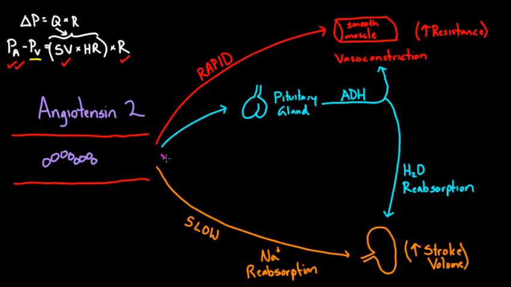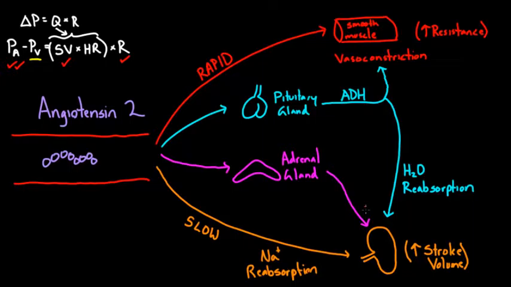But before I get to that, the last target organ I want to mention is another gland called the adrenal gland. And the adrenal gland is literally sitting on top of the kidneys, and that's why it's called adrenal. And the adrenal gland is going to send off its own hormone called aldosterone.